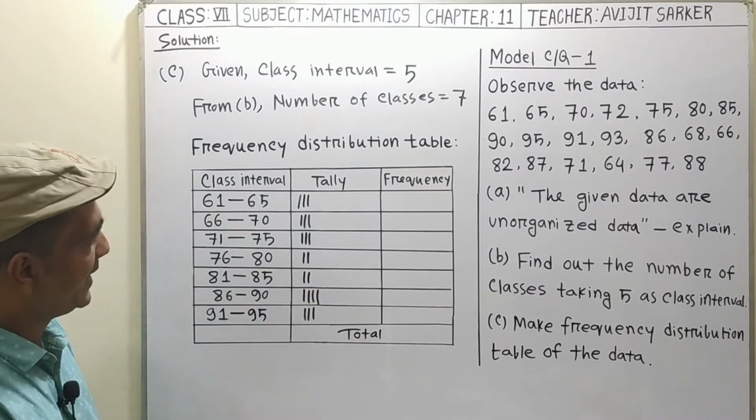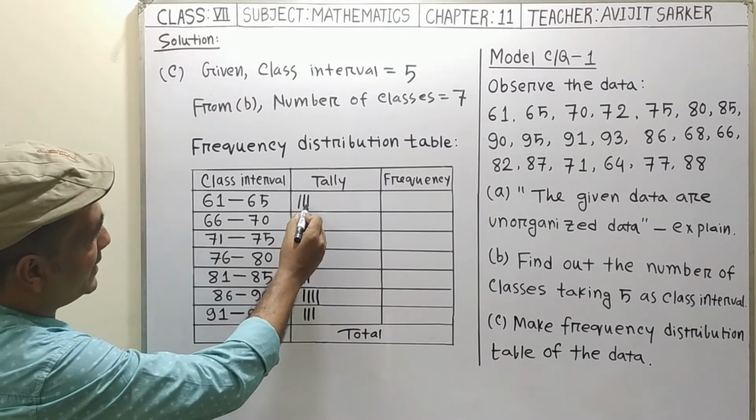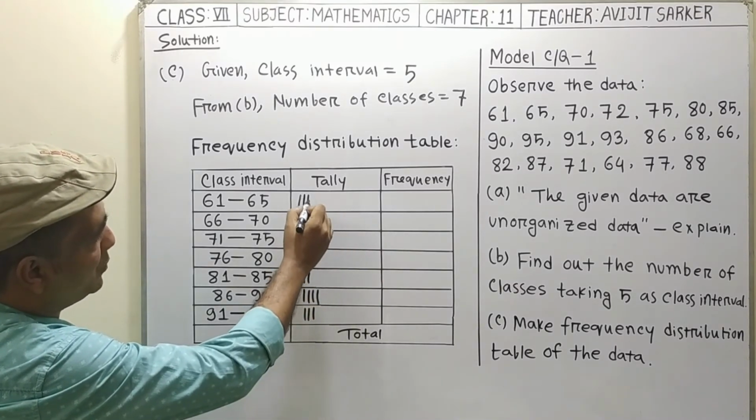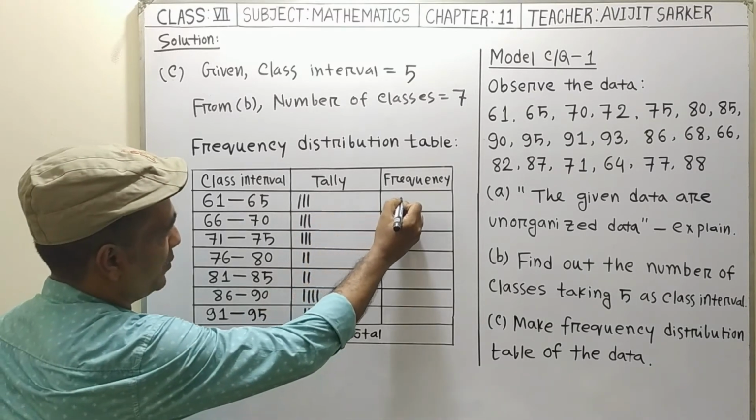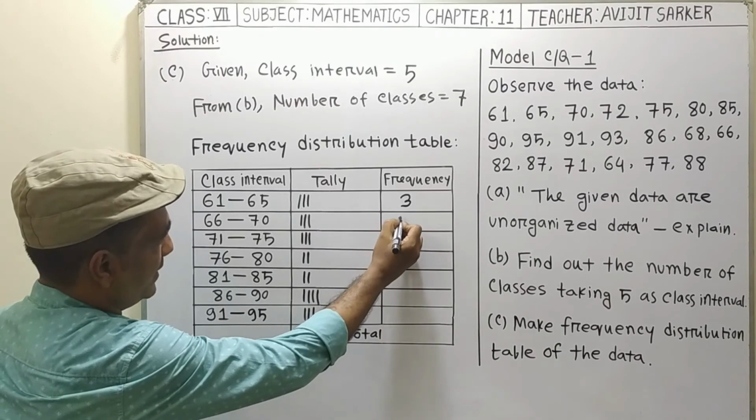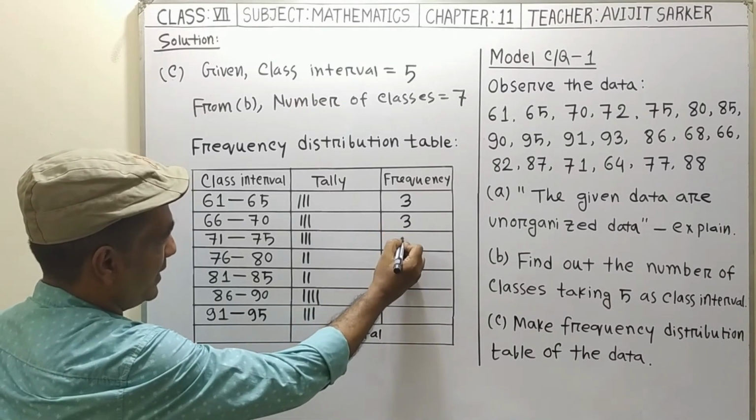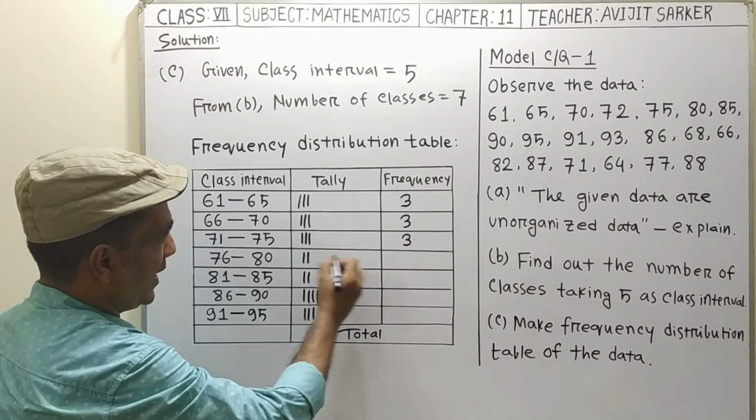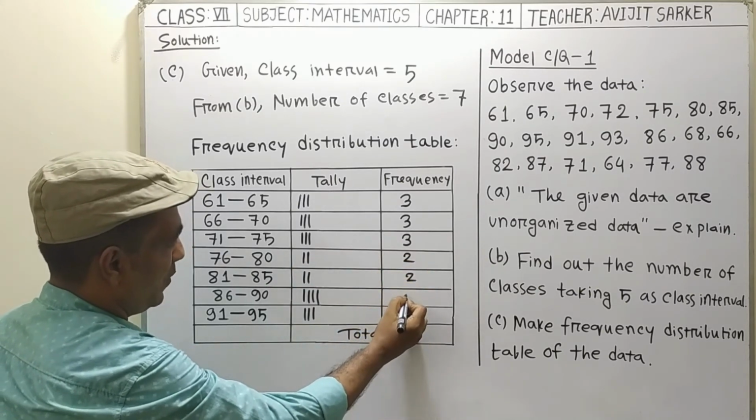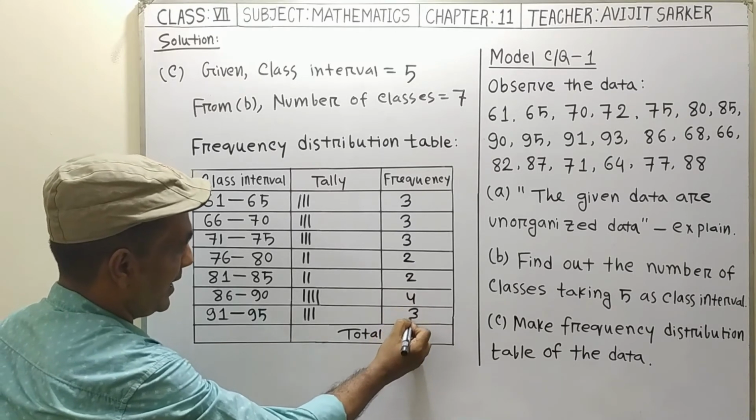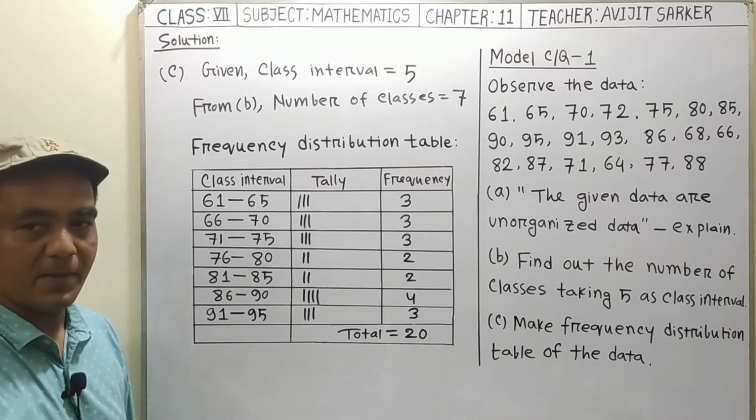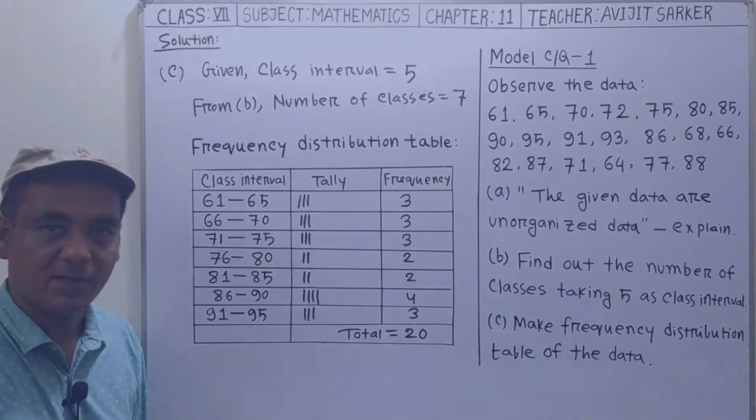Then frequency. At first tally in this row: 1, 2, 3 lines are there, so frequency is 3. Next, 3. Next, 2 lines, so 2. Then 2. Then 4. And then 3. And total equals 20. This is the frequency distribution table.